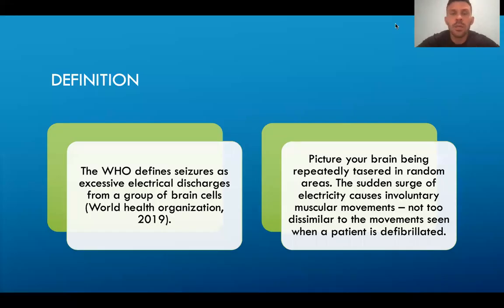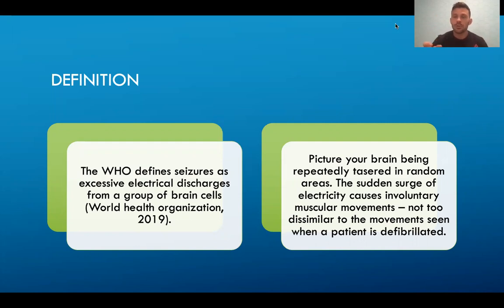So the definition. Now, the World Health Organization defines seizures as excessive electrical discharge from a group of brain cells. Now, with our partial seizures, we know that these discharges come from one particular area or one focus, whereas your generalized tonic-clonic, there are randomized discharges from all over the place at random times. So bear with me, picture your brain being tasered in random places at random times.